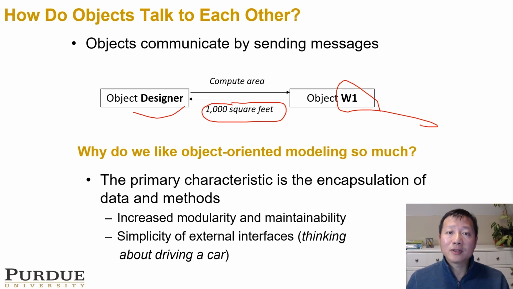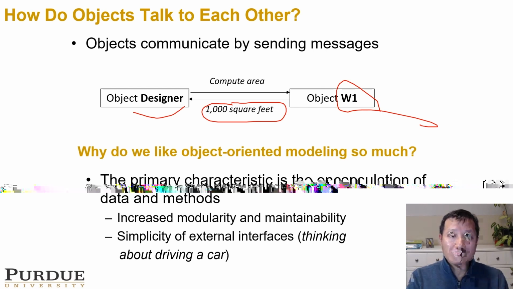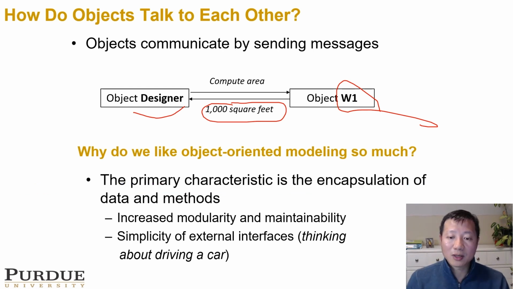First, it increases the modularity and maintainability because you're talking about individual objects, right? So anything you change, any modifications you make, you're always applying to that specific object. The second merit is the simplicity of external interfaces, right? Let me give you an example. When you drive a car, you're interacting with your vehicle through interfaces, right? One interface is the brake pedal.